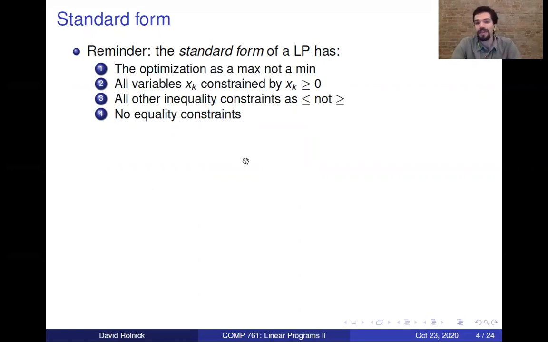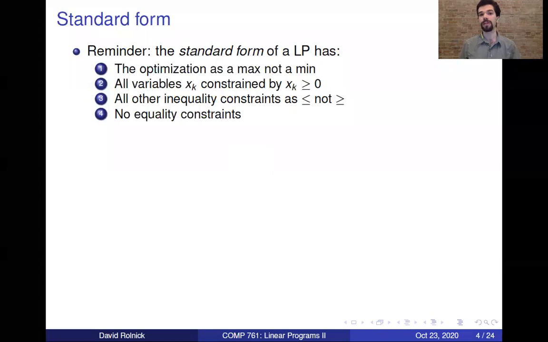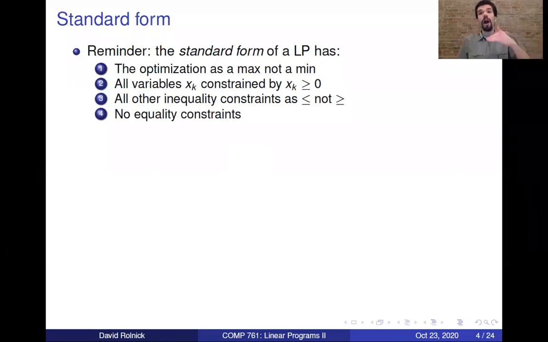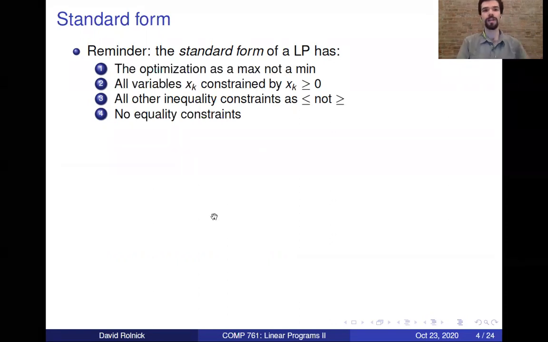The standard form of a linear program has the optimization as a max, not a min. A linear program in general could have a max or a min. All variables are constrained by being greater than or equal to 0. All other inequality constraints are going to be less than or equal to instead of greater than or equal to, and there aren't equality constraints. And last time we showed that we could get any LP, any linear program, into the form of a standard form just by turning it into an equivalent linear program. Okay.